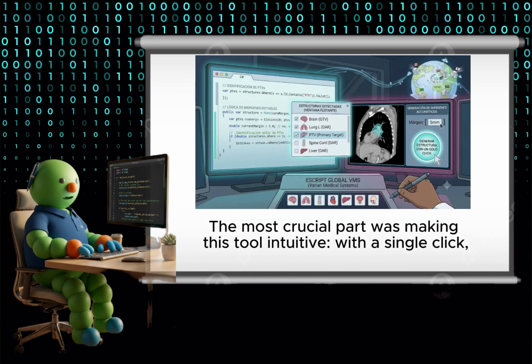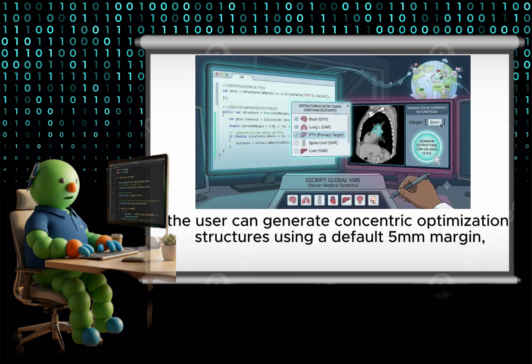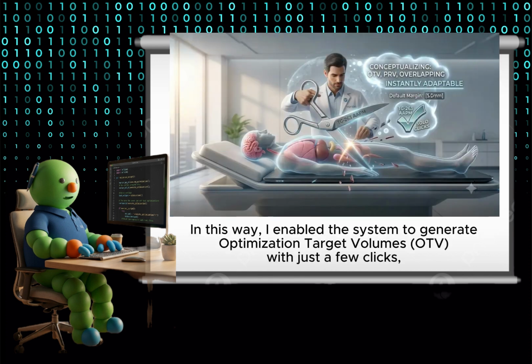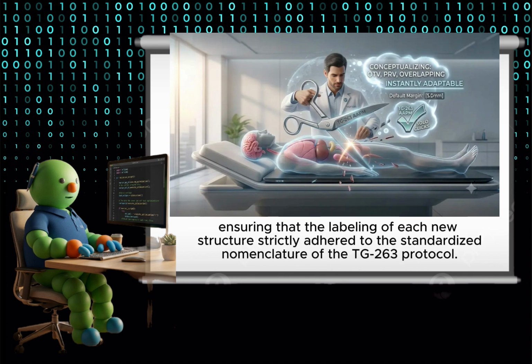The most crucial part was making this tool intuitive. With a single click, the user can generate concentric optimization structures using a default 5 mm margin, while giving the medical physicist the complete flexibility to modify this value instantly to suit each specific case. In this way, I enabled the system to generate optimization target volumes (OTV) with just a few clicks, ensuring that the labeling of each new structure strictly adhered to the standardized nomenclature of the TG-263 protocol.